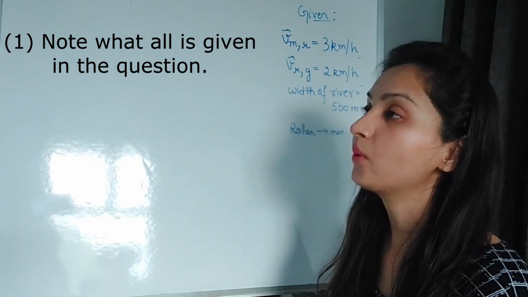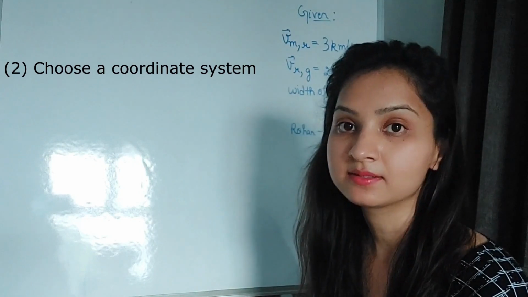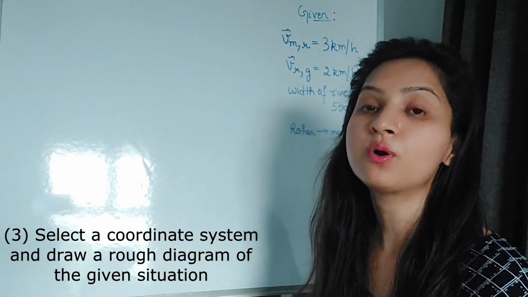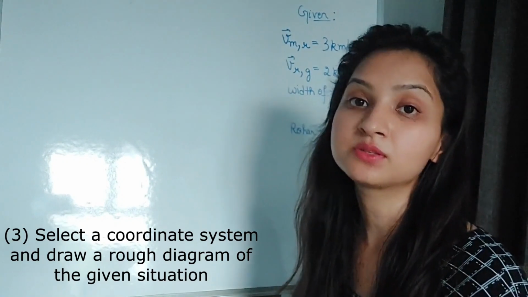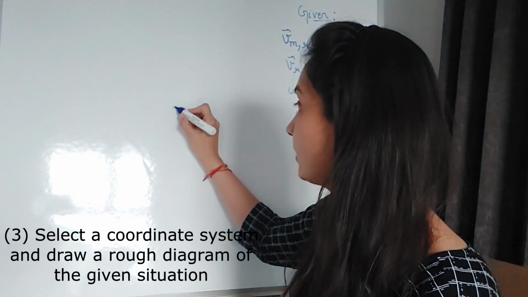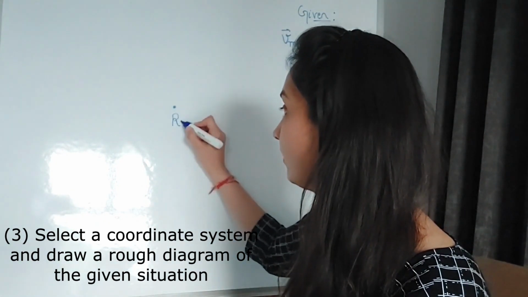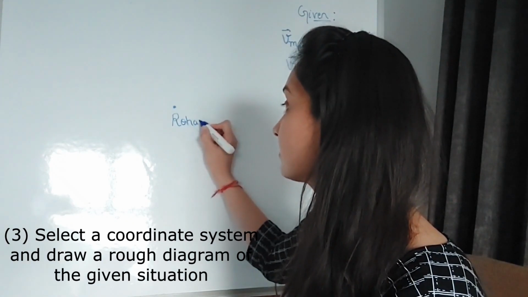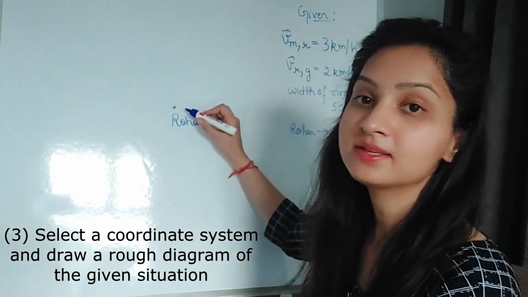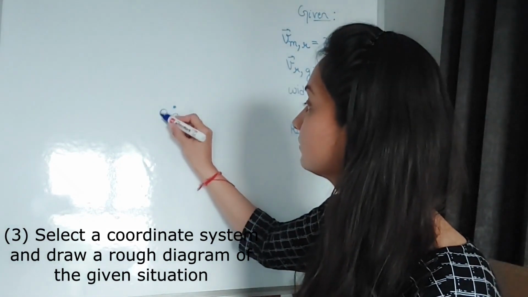Now the first question will be to choose a coordinate axis. We have to imagine the situation and draw a rough diagram for the given situation. So first of all, I can choose my starting point to be this. This is that very point where Rohan starts. Okay, so this is the starting point. Now this can be chosen as the origin.